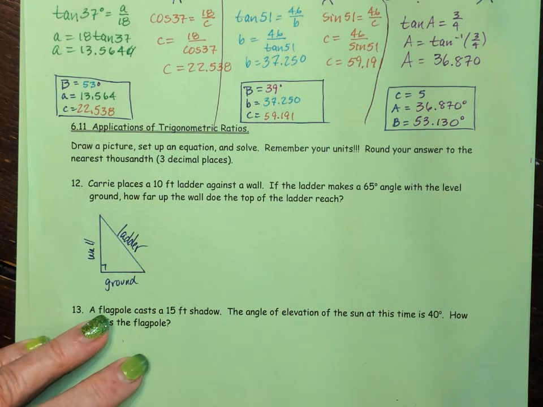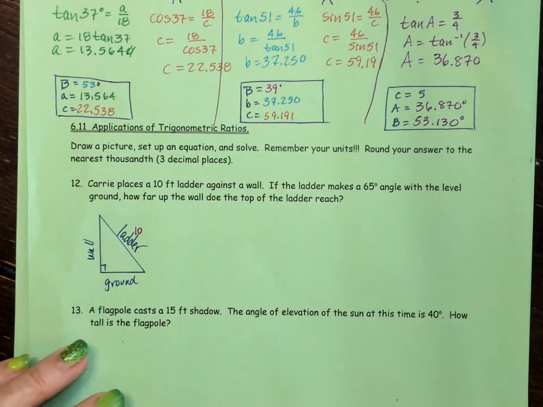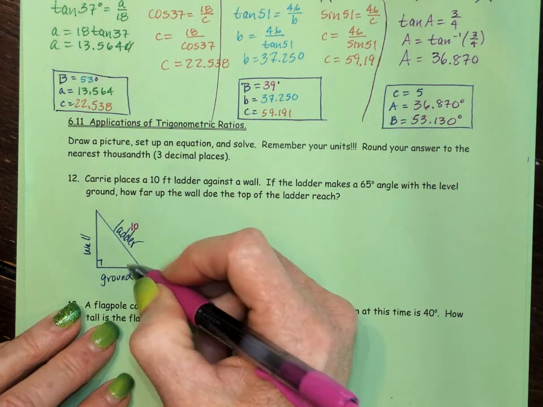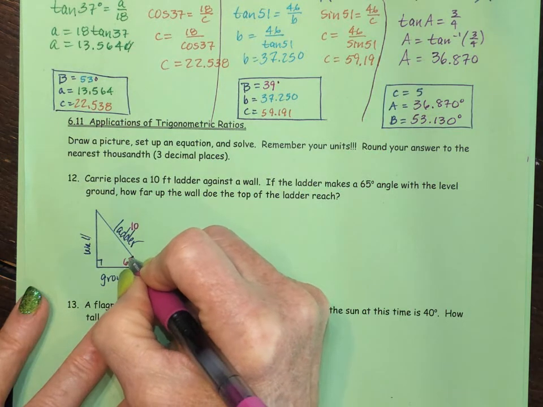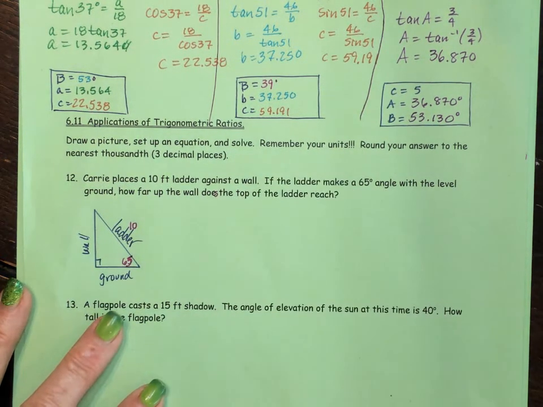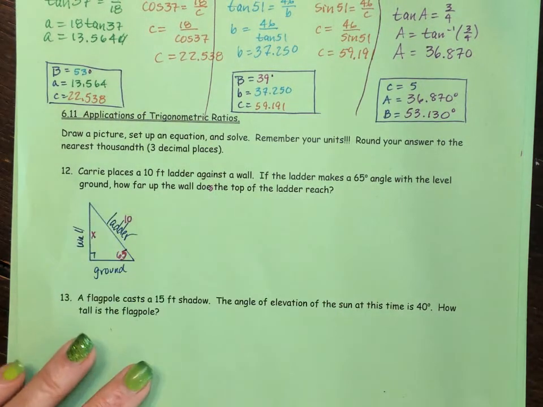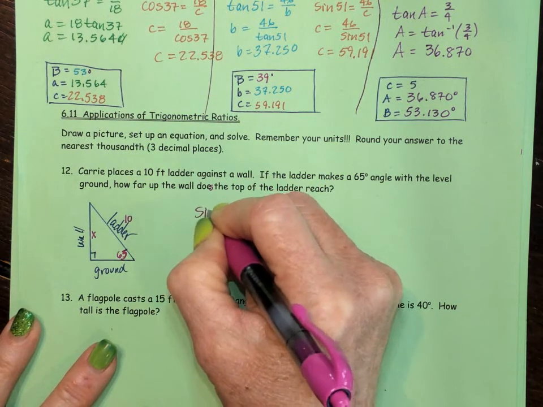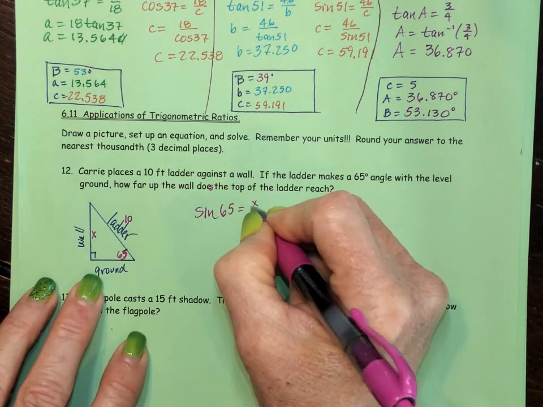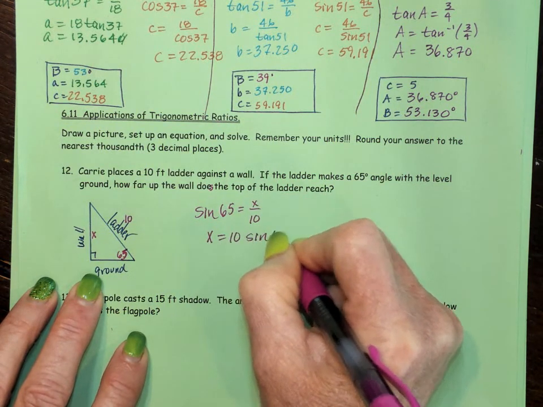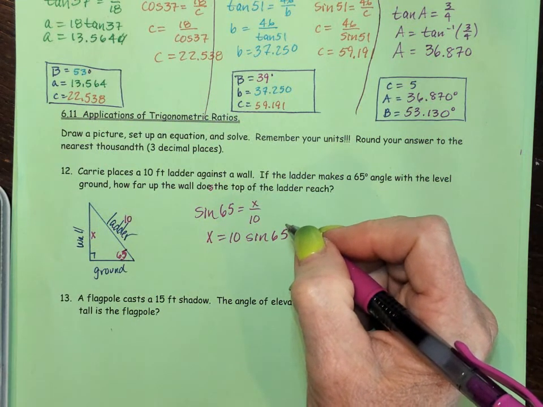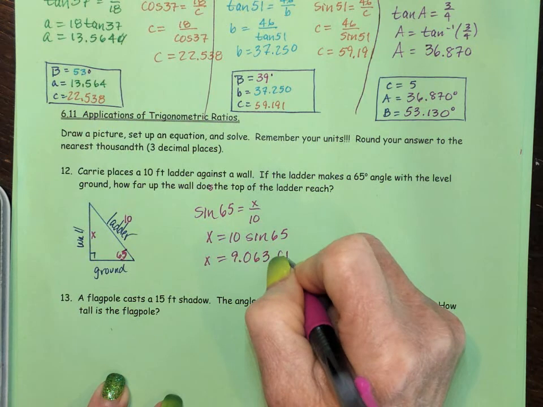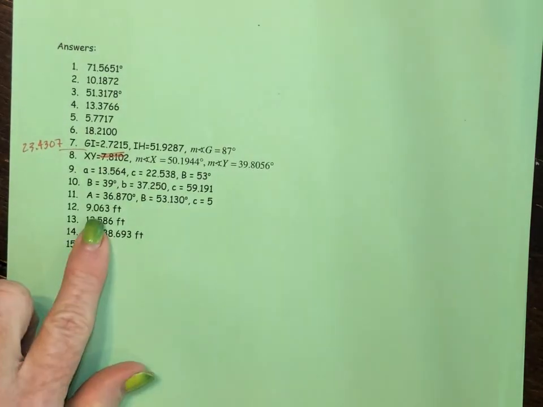Okay, Carrie places a 10-foot ladder against a wall. The ladder makes a 65-degree angle with level ground. The ladder and the ground, where do they make the angle? That's right here, that's 65. And how far up the wall does the top of the ladder reach? So I want that distance right there. From the 65, that's opposite, and the 10 is the hypotenuse, so that's a sine. Sine of 65 is opposite, x, over 10, x is 10 sine 65. That is 9.063 feet.